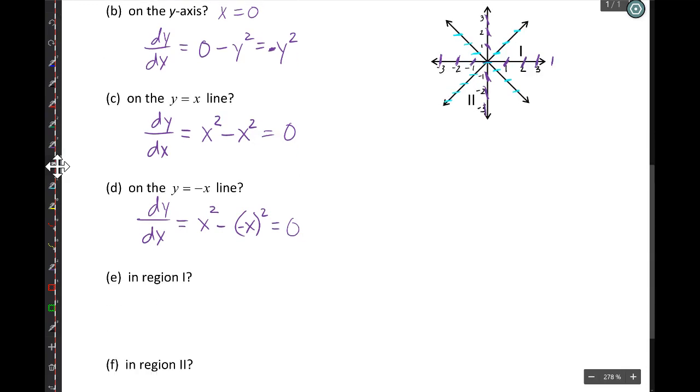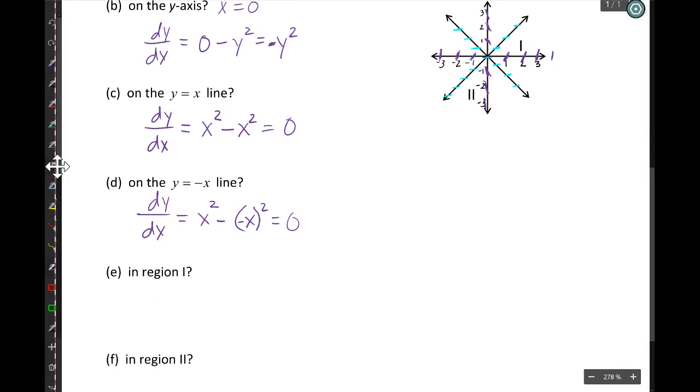Let's look at region 1 now. Region 1 is this area over here, in between the line y equals x and the x-axis. Any point in this region has an x value bigger than the y value. That means that x squared is going to be bigger than y squared.